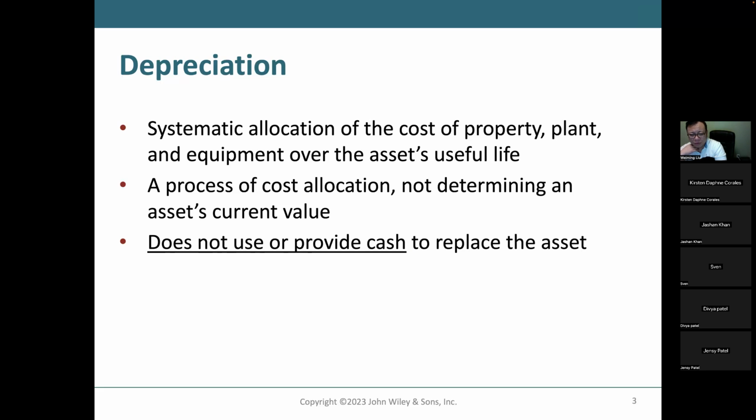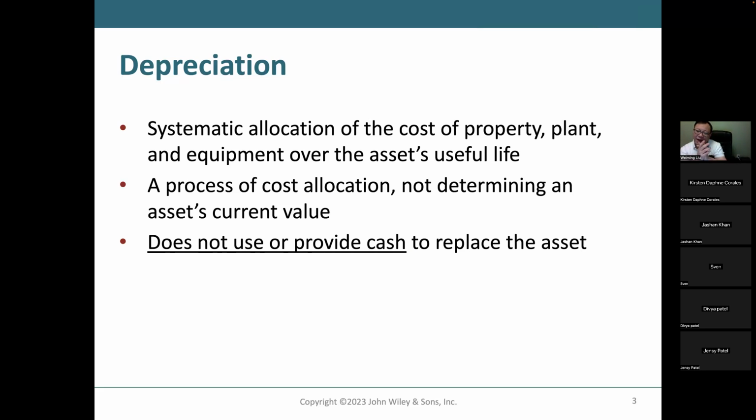So depreciation is a systematic allocation of the cost over the asset's useful life. Suppose the building will be used 100 years. Initially, it's 200 million. At the end of the life, it's $0. So if you allocate 200 million evenly into 100 years, every year is $2 million. So 100 years is 200 million, right?